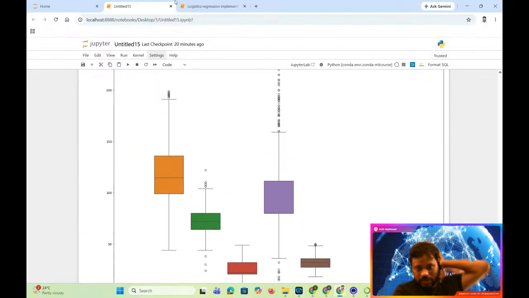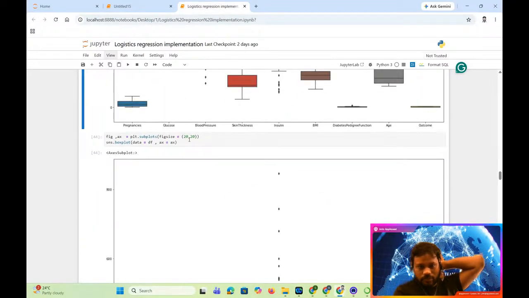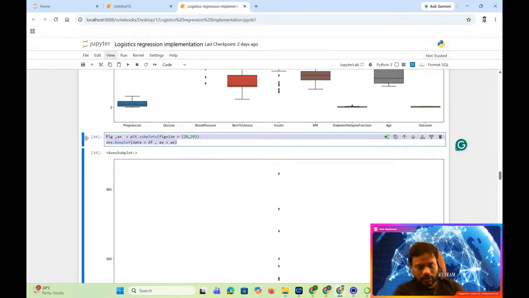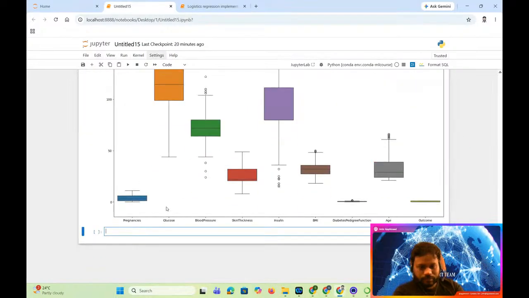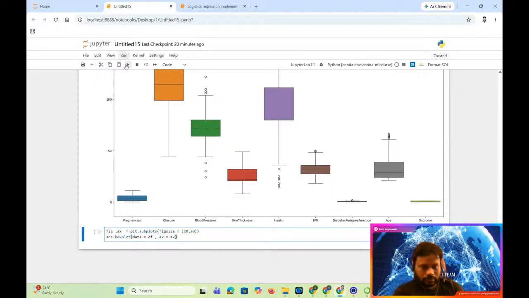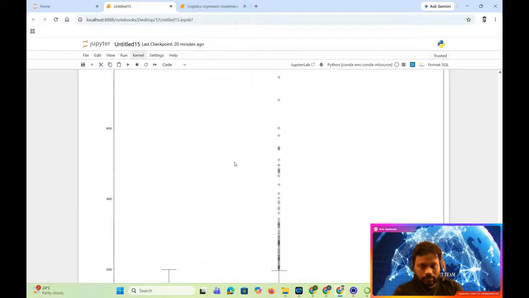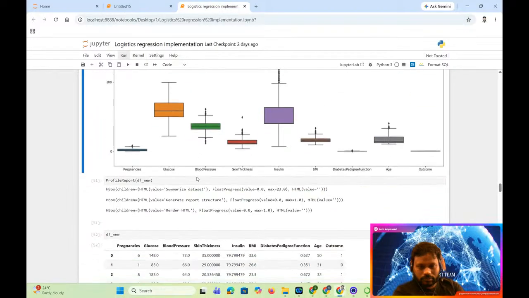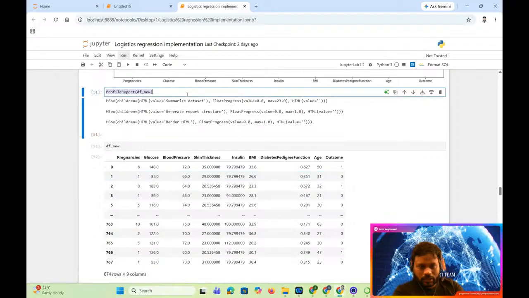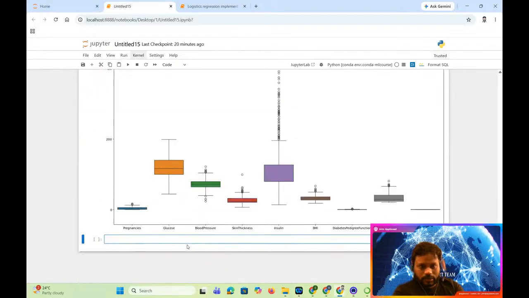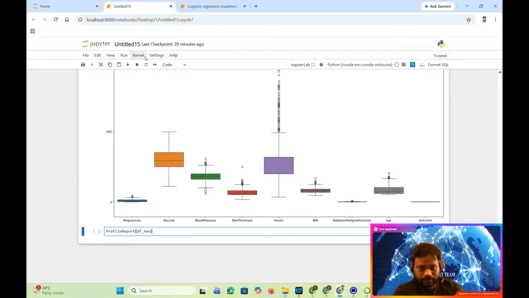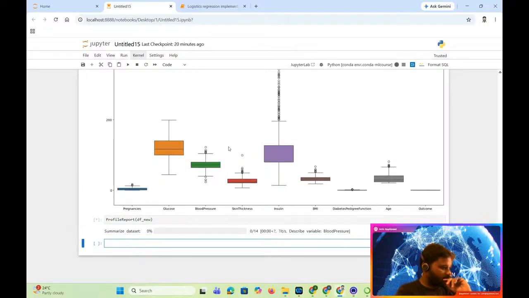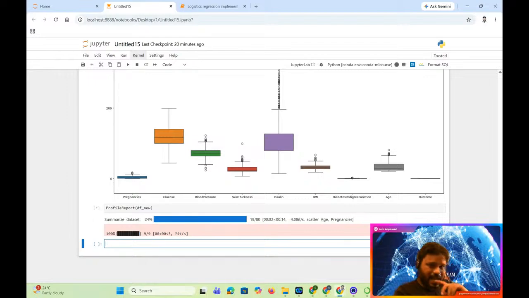See, outlier is still present in your data set. So what can you do again? Still less than no. Okay, now again run this pandas profiling and see. Just running.